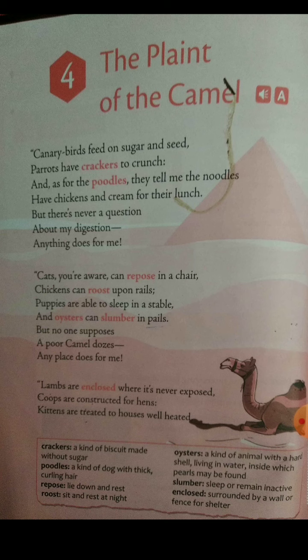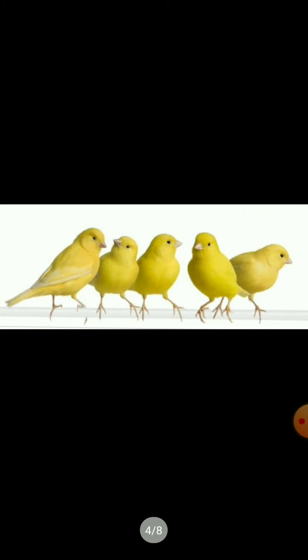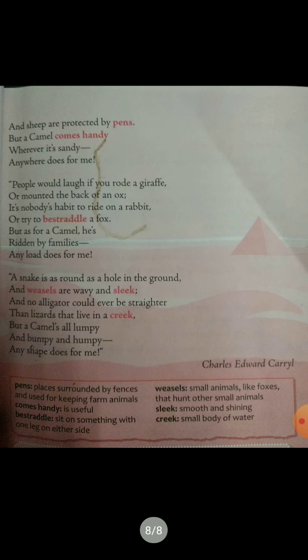Then in the third stanza, it is complaining that lambs are enclosed where it is never exposed. Coops are constructed for hens. Kittens are treated to houses well heated. And sheep are protected by pens. But a camel comes handy wherever it is sandy. Anywhere does for me.